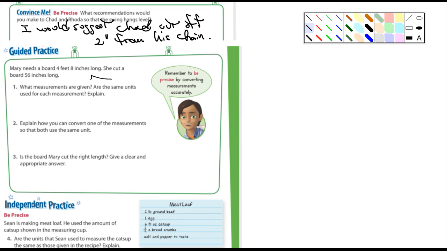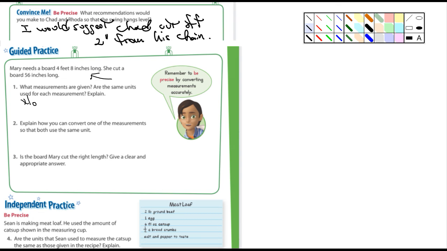These are the measurements that you're given, so you're just going to reiterate or write out what they've just told you. Are the same units used for each measurement? Well, they're not the same, because one is just inches and the other one is feet and inches. So the answer is no, and then you can put it in your own words, or just repeat what I just said. And you can just finish filling that out.